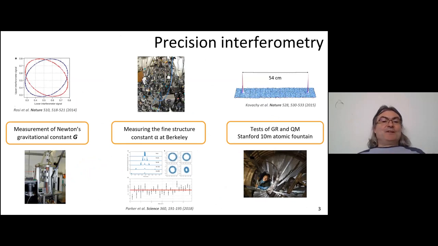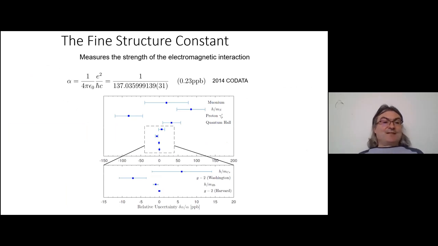What's it been used for? We've already seen that it's been used for testing gravity and quantum mechanics in the Stanford 10-meter atomic fountain. It's, for another example, been used to measure the gravitational constant big G by Guillermo Moutinho and Florence, and we'll be talking about the fine structure constant. What is the fine structure constant? Why is it important, and how is it measured?